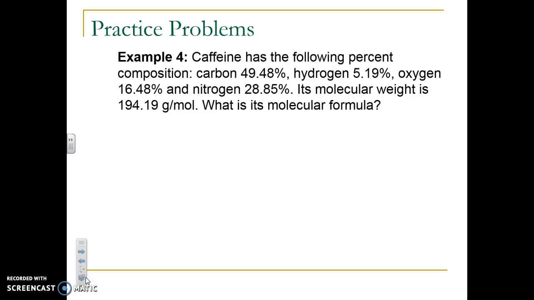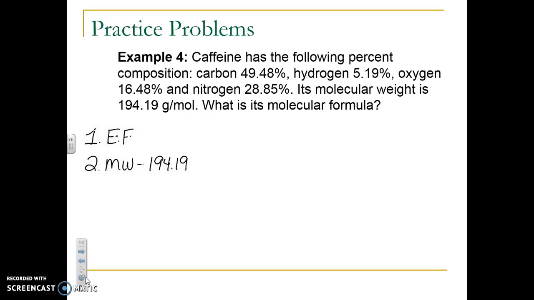Okay, so again, they're asking us to find the molecular formula, so we have to have two things. The first thing we have to have is the empirical formula. Well, in this case, they did not just tell us the empirical formula, but they did give us a percent composition, so we can use the poem from the last video to find that. The second thing we need is the molecular weight. They did tell us that is 194.19. So let's start off by finding the empirical formula of this compound.